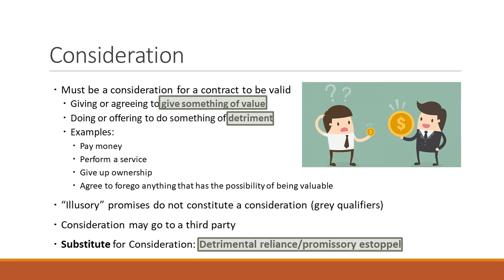And then, or agreeing to forego anything that has a possibility of being valuable to you. Even if you agree, I won't perform these services, or I won't do something. Sometimes you're paid not to do something. Sometimes you're paid not to perform. Sometimes even when you negotiate a contract, like let's say you're going to negotiate an employment agreement, sometimes in that employment agreement there's going to be a non-compete clause.